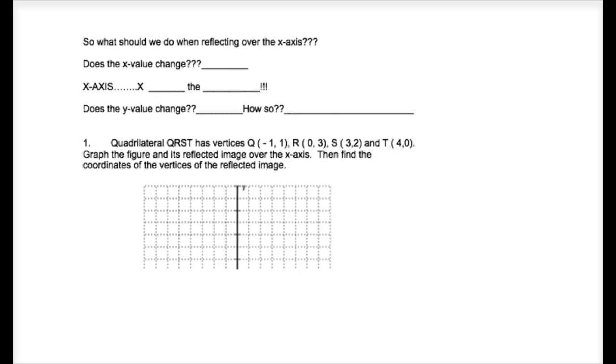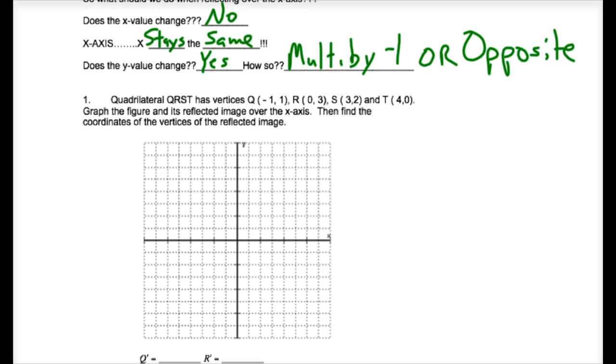All right, let's do an example. Watch how this works. Quadrilateral QRST has vertices at Q, R, S, and T there. Graph the figure and its reflected image over the x-axis. So the problem has to tell you where you're going to reflect it. Okay, everybody circle or underline the x-axis. We're going to reflect it over the x-axis. So it's going to start up here and it's going to be reflected down here, I think.